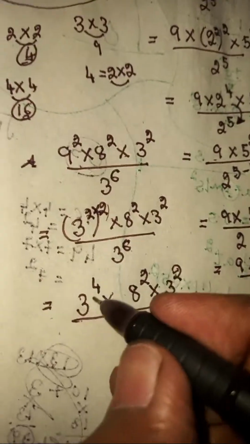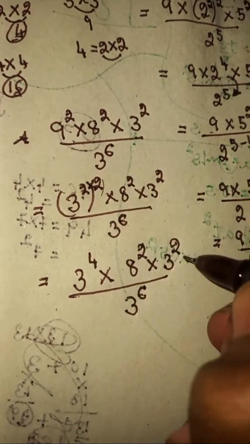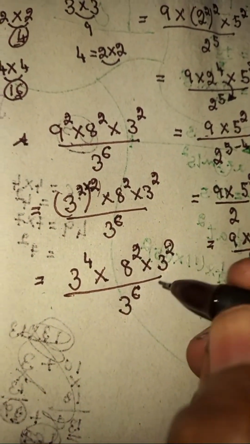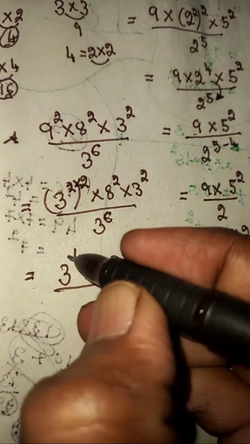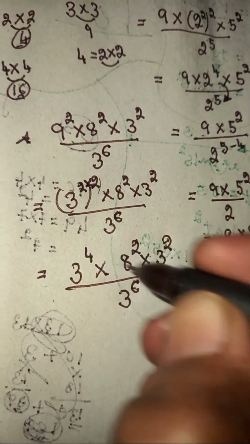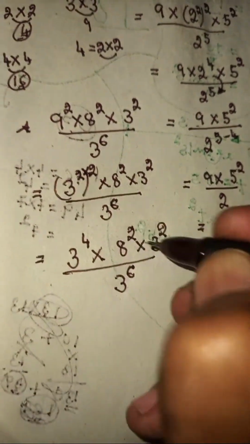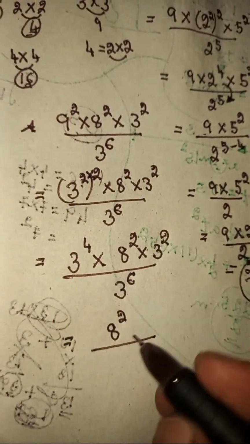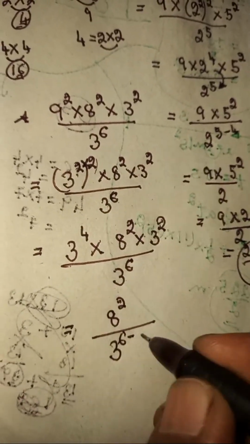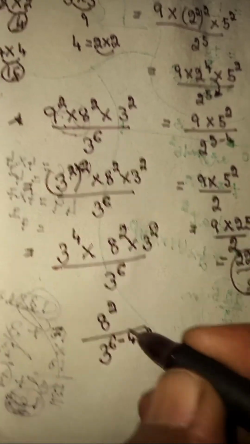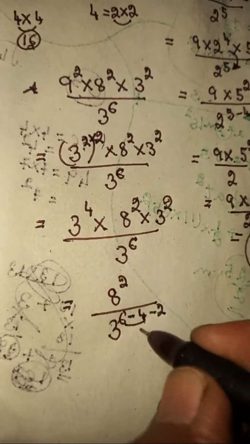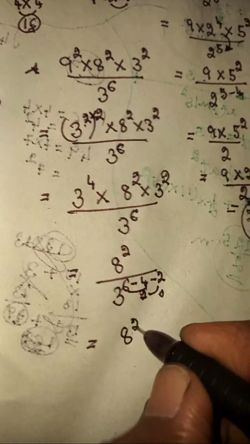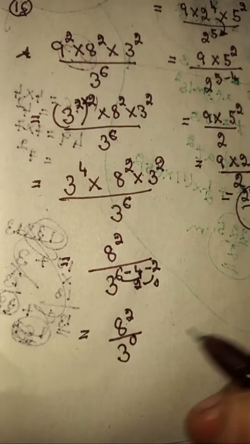See here also base 3, here also base 3, and here also base 3. So you can shift this number downside. The number which gets shifted becomes negative power. So 4 becomes minus 4, 2 becomes minus 2 in power. 8 square remains as it is. Here it is 3 power of 6 minus 4 minus 2. Here 6 minus 4 is 2. 2 minus 2 becomes 0. So this one is 8 square by 3 power of 0.